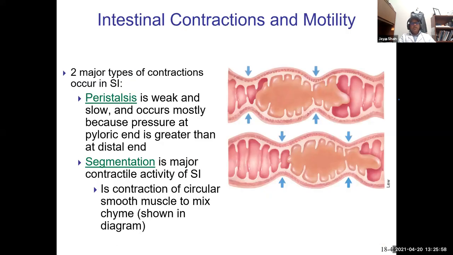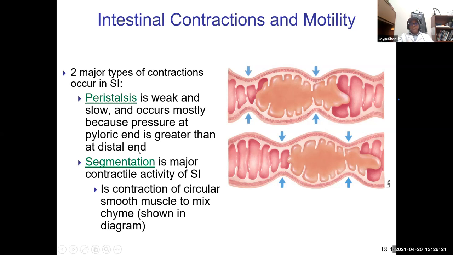Now in the intestine, you have peristalsis and segmentation. You know, peristalsis is like a wave of contraction. So let's see if this is your GI tract. Here is contraction and here is relaxation. Then this is contraction, here is relaxation. Here is contraction, then relaxation. So you are pretty much squeezing the content.